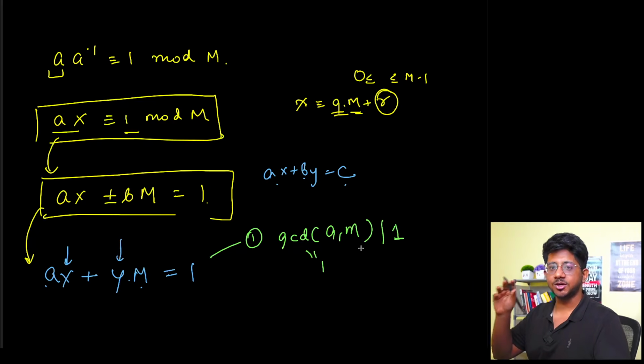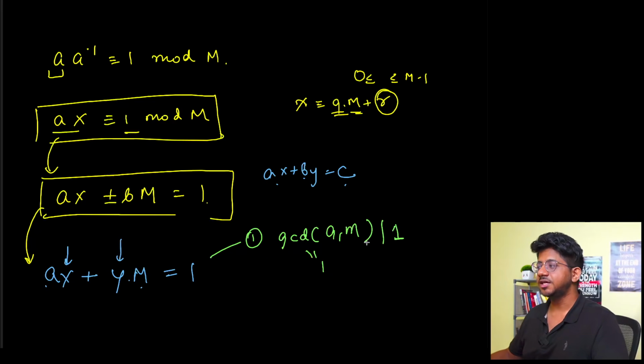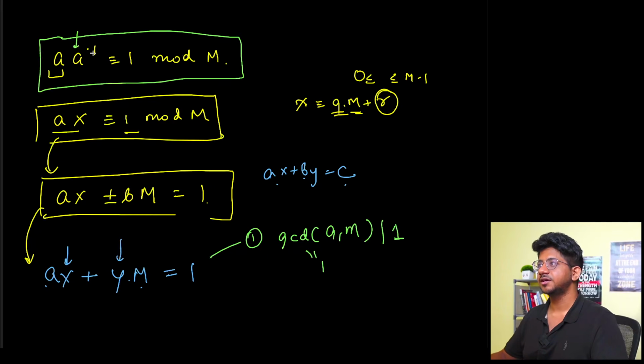So this is a new term. Co-prime means there is no common prime factor. So when GCD of a comma m is equal to 1, it basically means a and m are co-prime. So given this equation over here, we have to find the inverse. It only exists if a and m are co-prime.